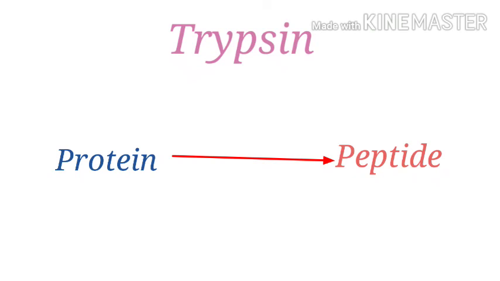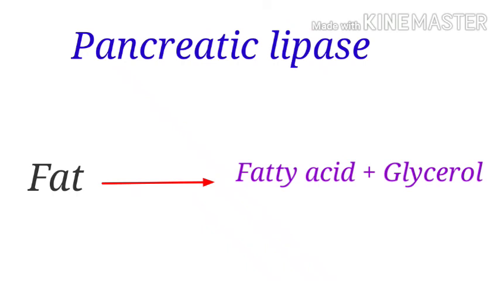Next is trypsin. Trypsin converts the protein in the food to peptide. The function of trypsin is converting protein to peptide. Peptide is the simplest form of protein. Next is pancreatic lipase. Pancreatic lipase converts fat in the food we eat into fatty acid and glycerol. Fatty acid and glycerol are the simplest form of fat.